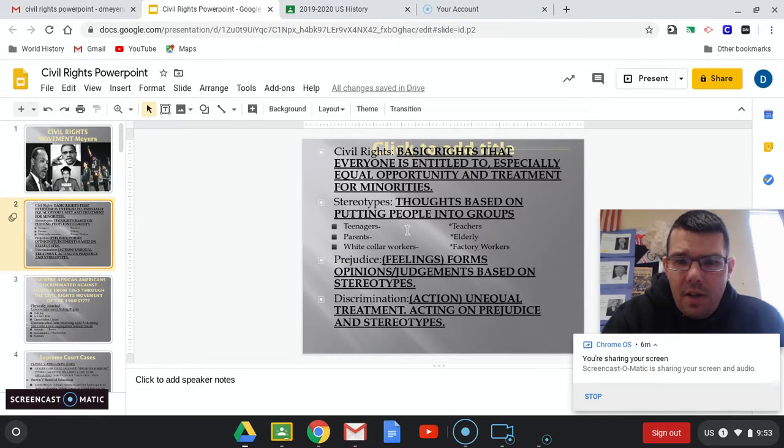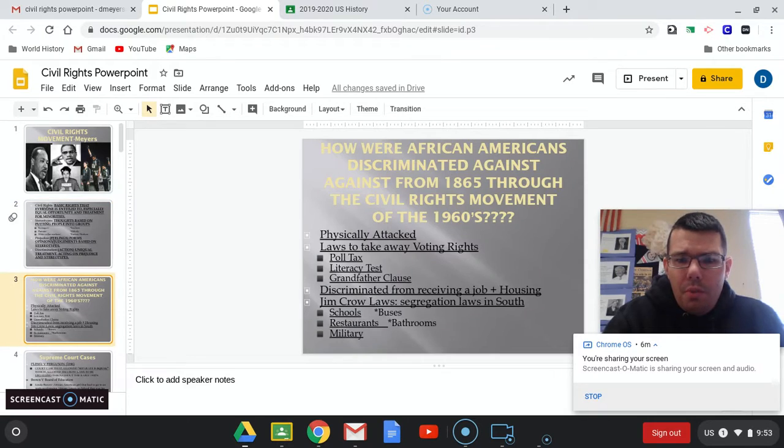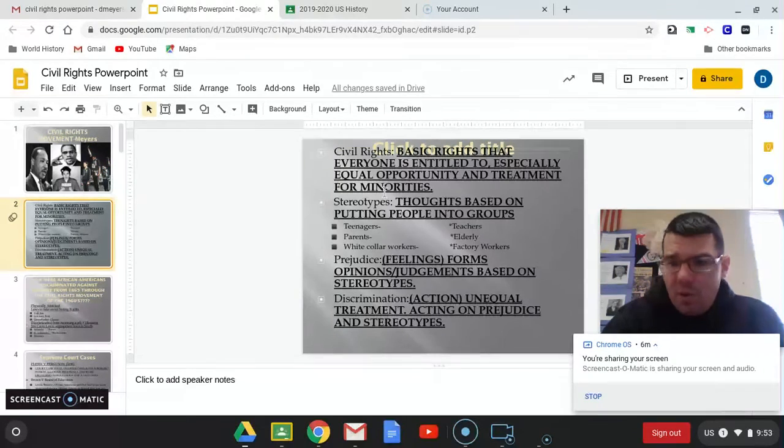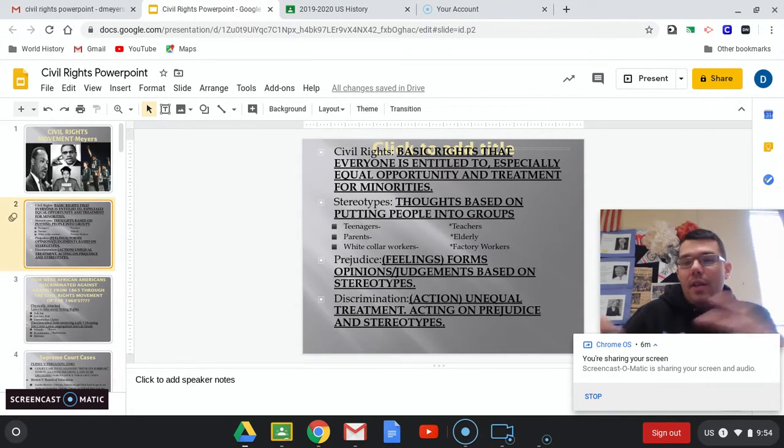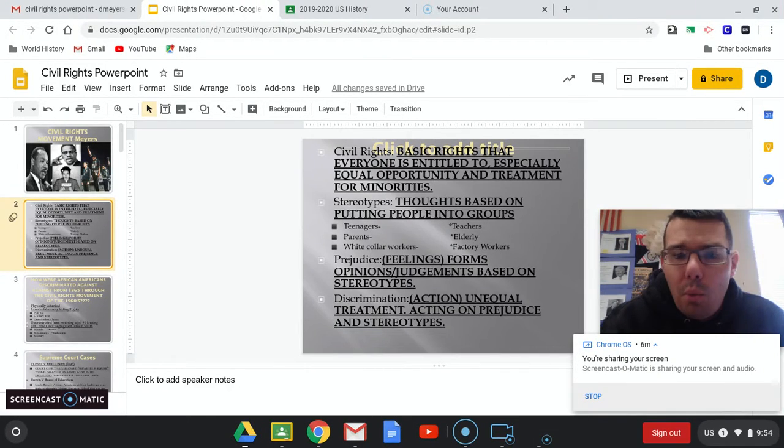So just some other things. A lot of it, especially up in the North, was based upon stereotypes. So what's a stereotype? It's thoughts based upon putting people into groups. So we all have stereotypes. Teenagers have stereotypes as being lazy, caring about themselves. If you think of the millennial generation, kind of the same thing. Parents have stereotypes as being lame and boring and so on. Teachers have stereotypes, elderly, jocks, blondes, you name it. So it's a preconceived notion without really getting the chance to get to know them. That's what a stereotype is.